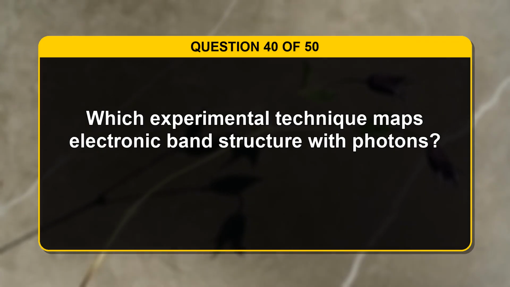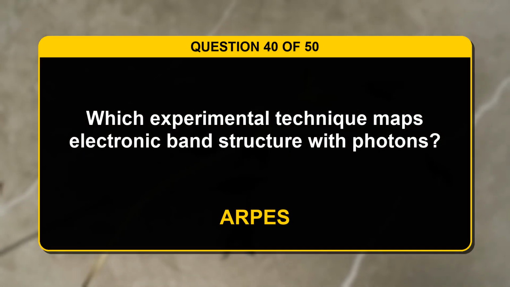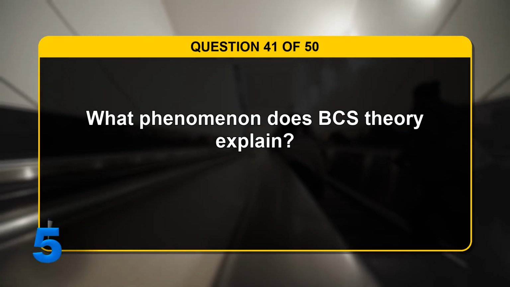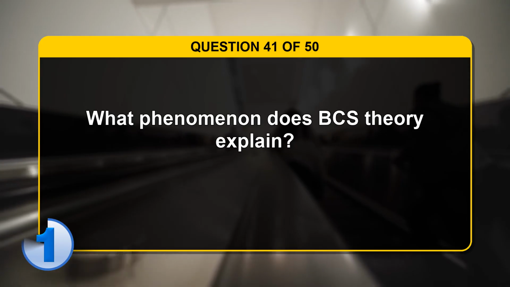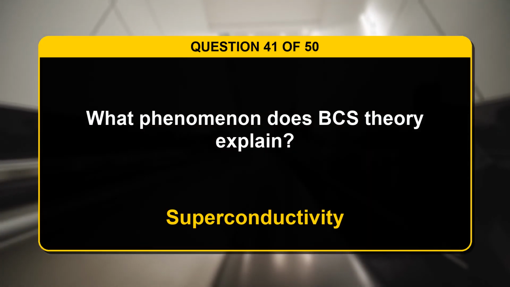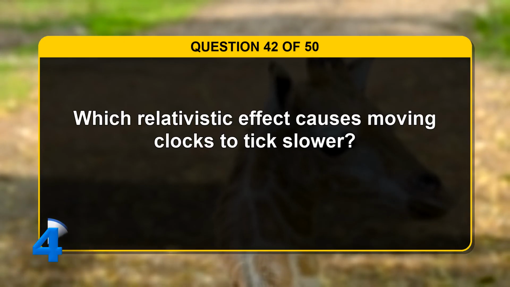Which experimental technique maps electronic band structure with photons? ARPES. What phenomenon does BCS theory explain? Answer: superconductivity. Which relativistic effect causes moving clocks to tick slower? Time dilation.